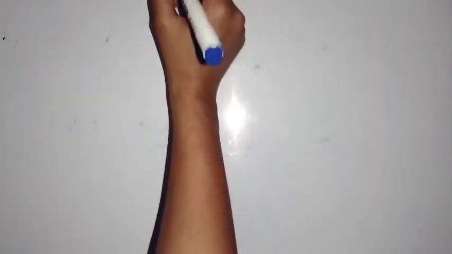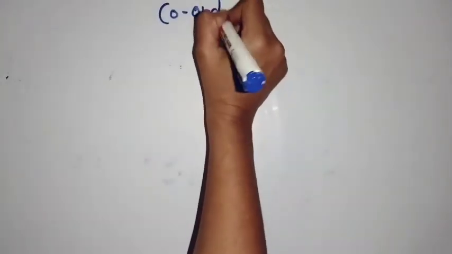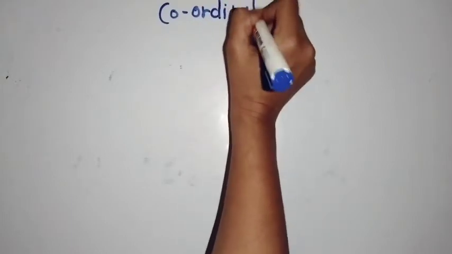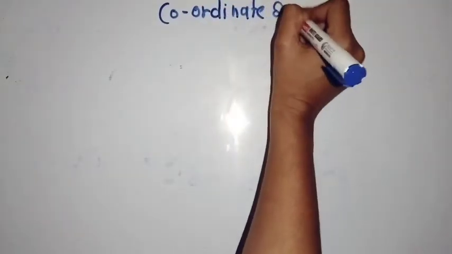We studied the coordinate system. In this chapter, we studied other example of coordinate system.